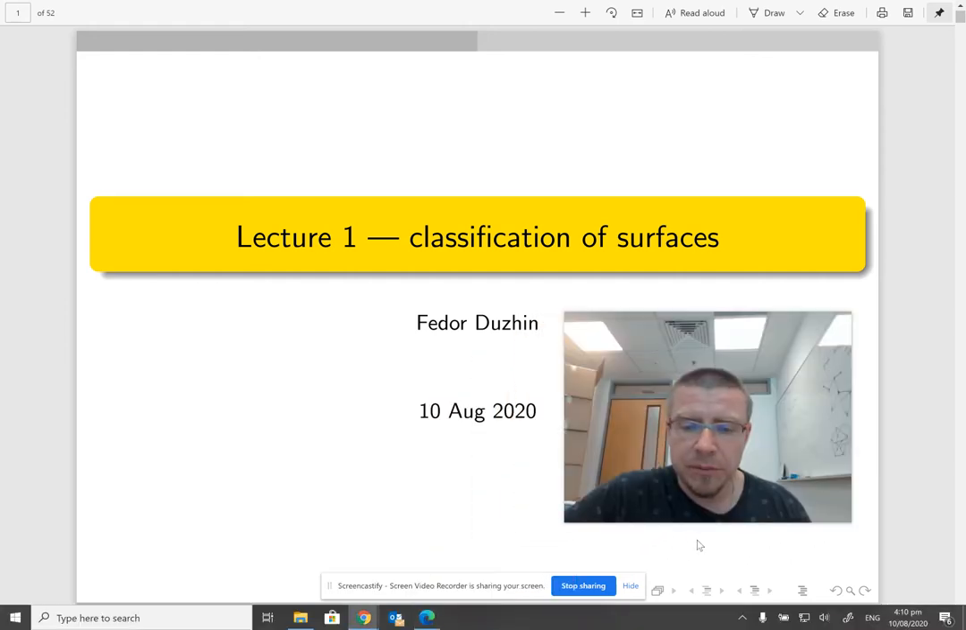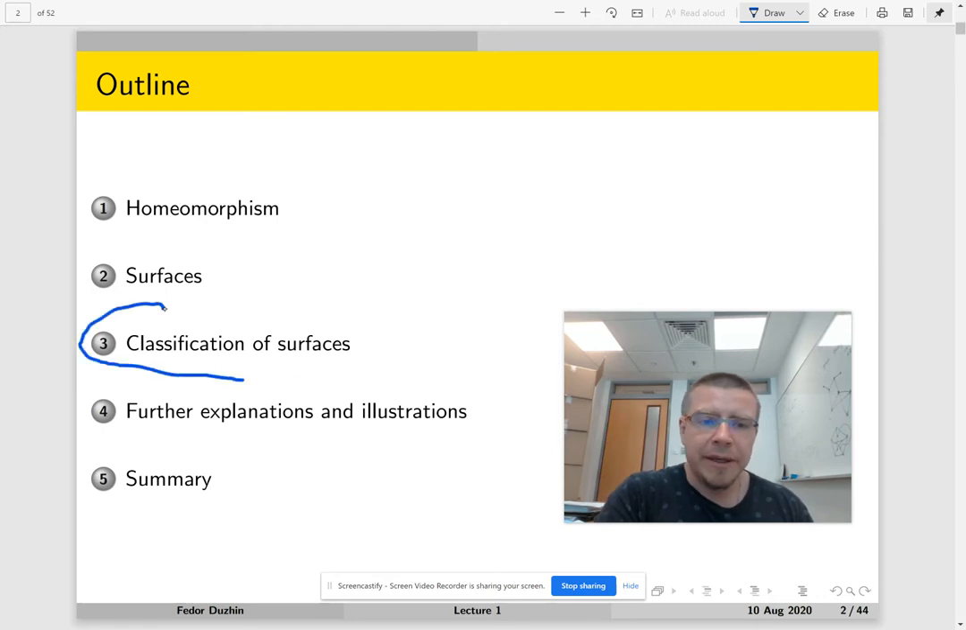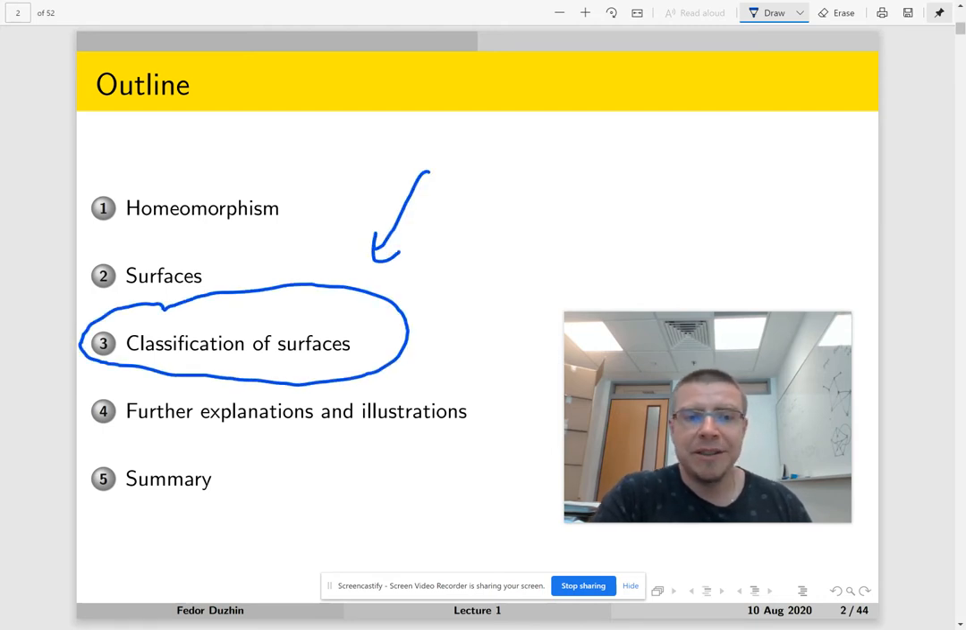So here is the plan for the day. Today we have some very big and exciting plans, and our main goal for today is to prove an actual theorem in topology, and it's going to be a difficult theorem. So, a theorem about classification of compact closed surfaces. Okay.